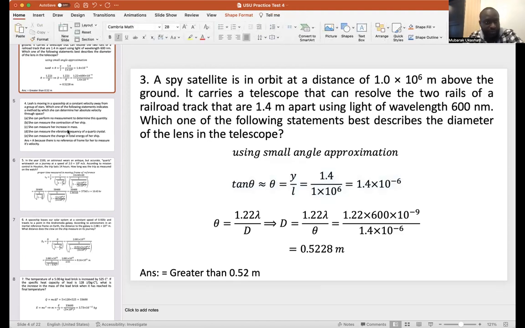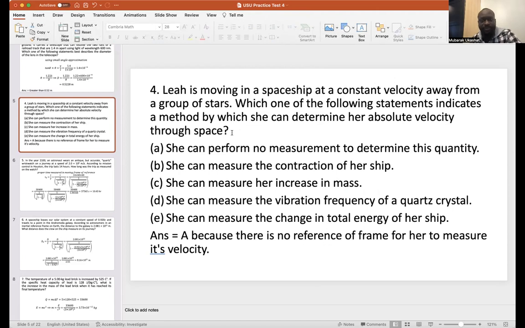Okay, so problem 4. Leah is moving in a spaceship at constant velocity away from a group of stars somewhere in space. Which one of the following statements indicates a method by which she can determine her absolute velocity through space? She cannot determine her absolute velocity because she cannot perform any measurements to determine this quantity, except if you have a frame of reference. So she doesn't have a frame of reference. Like us on Earth, we have a frame of reference, which is Earth, so we can probably measure her from wherever she is. But she by herself in space doesn't have any frame of reference. It would be hard for her to do that.